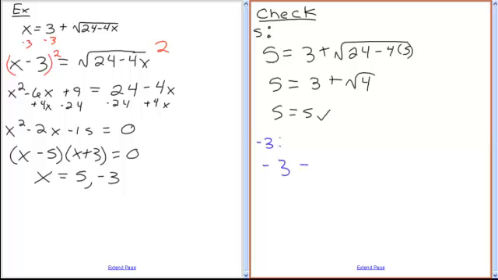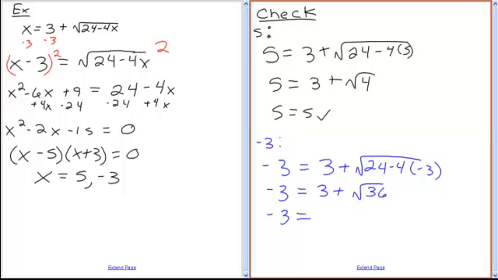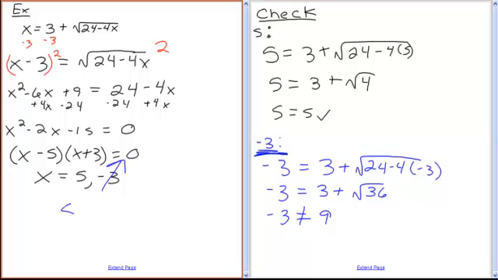So negative 3 equals 3 plus the square root of 24 minus 4 times negative 3. So does negative 3 equal 3 plus the square root, so that's negative 12 minus a negative, plus, so 36. So does negative 3 equal 3 plus 6? Does negative 3 equal 9? No. Therefore, negative 3 is extraneous, so it's a set containing 5. And then we will put negative 3 in parentheses to show it looks like it works, but it doesn't actually work.